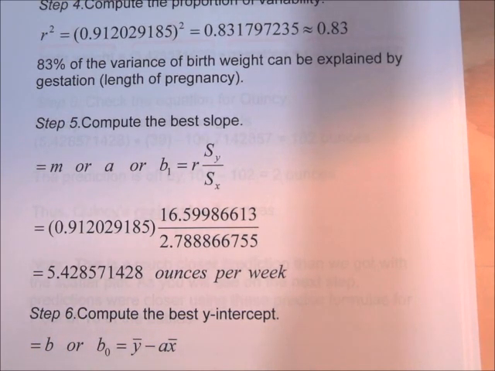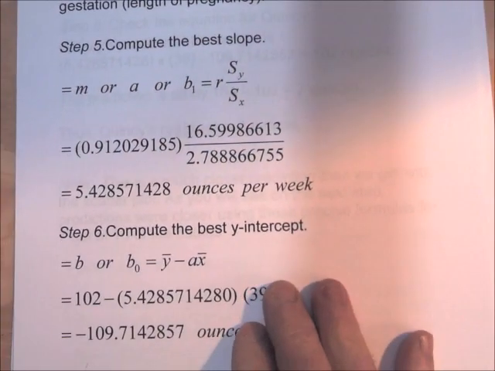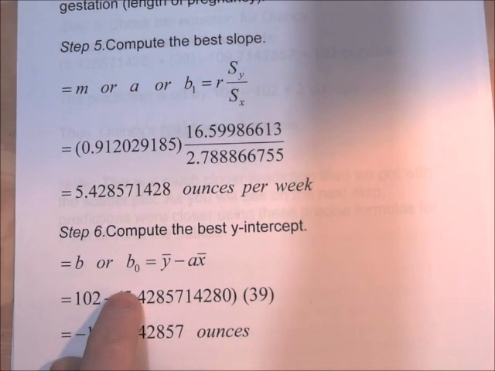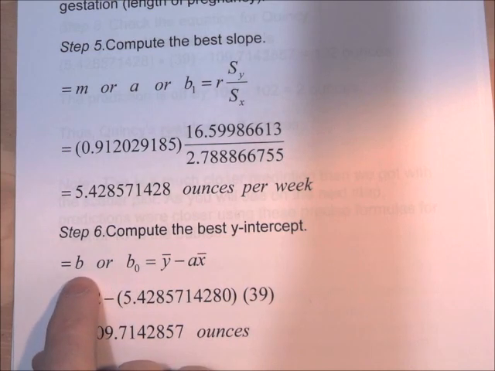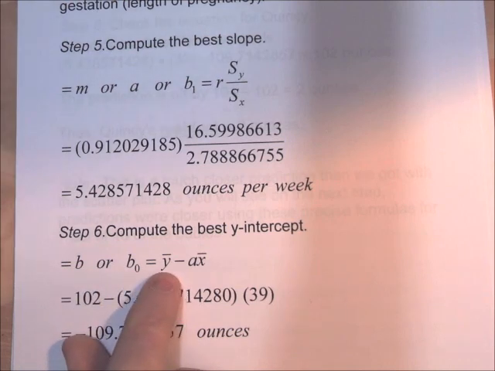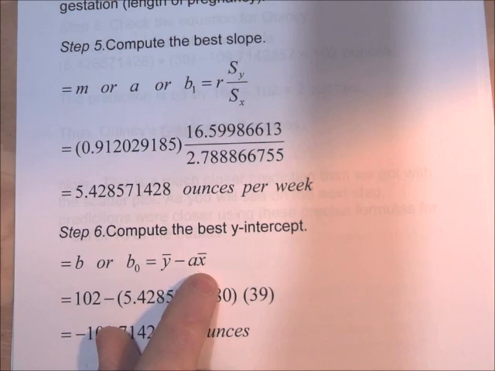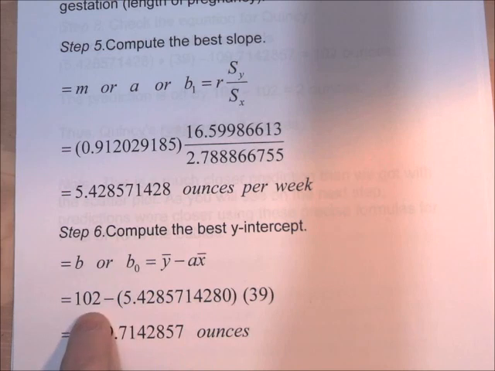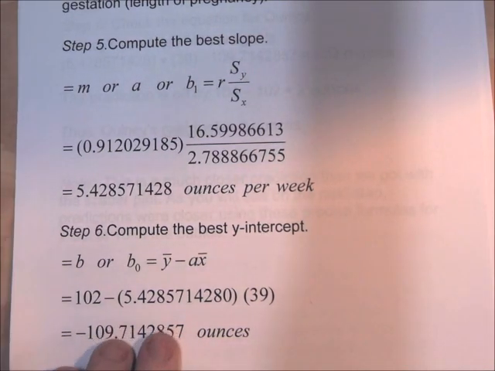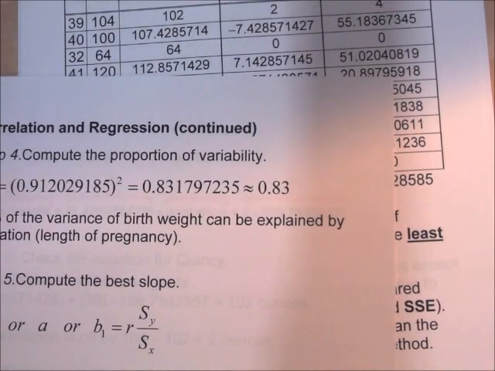And then the best y-intercept is, some people use B, some people use B0 for the y-intercept, but it's going to be y bar minus the best slope times x bar, the mean for y minus the best slope times the mean for x. So you plug in the formula there, 102 minus 5.42 something times 39, and that comes out to be negative 109.7 some ounces.